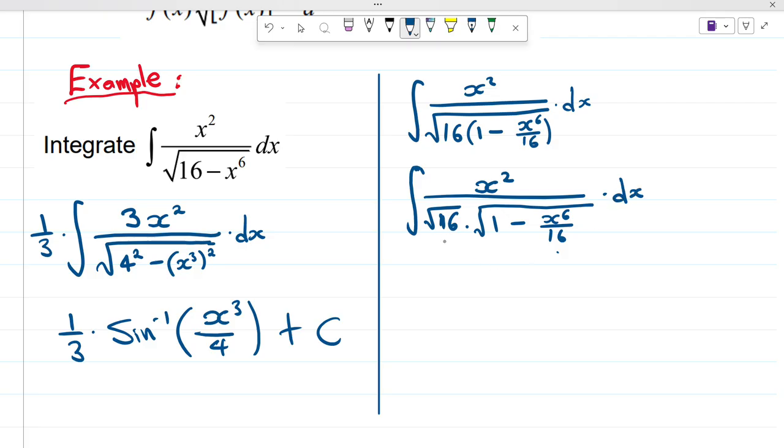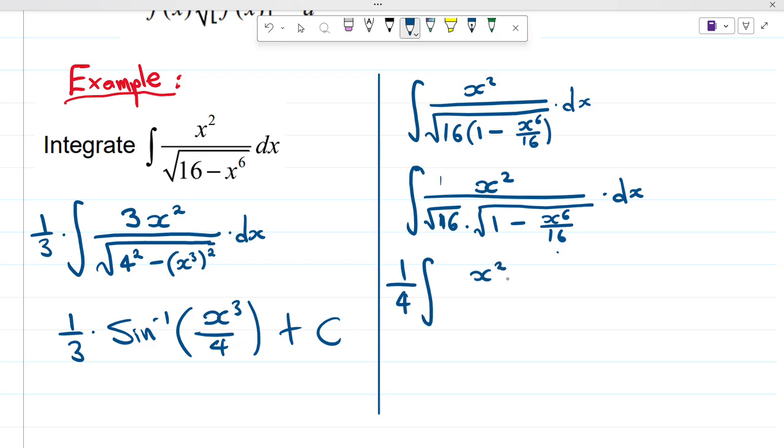So square root of 16 is what? It's 4. So here we have 1 on the numerator, that's why I'm saying 1 over 4. And then we're going to take the square root of 16 outside the bracket, so we'll end up outside the integral having 1 over 4 into the integral.